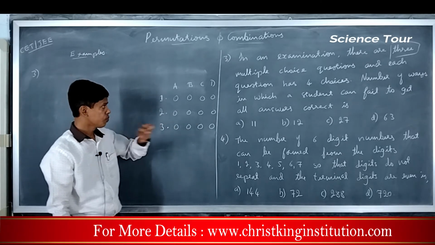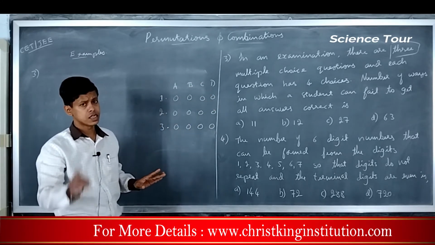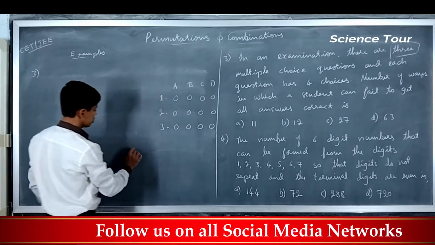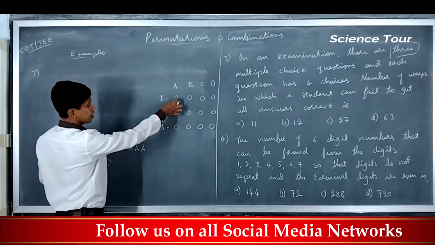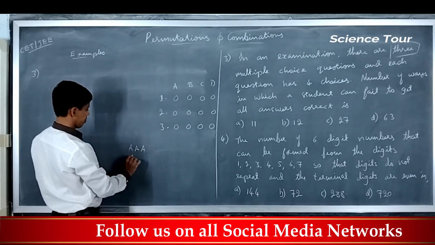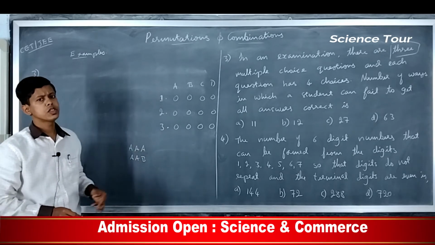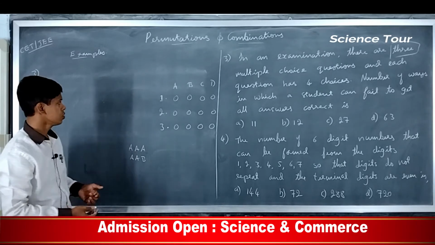Now, how many total answers can be generated? See, you can mark A and A. So the first answer can be A, the second answer can be A, B. Correct. Alright, so likewise, how many options do you have totally?